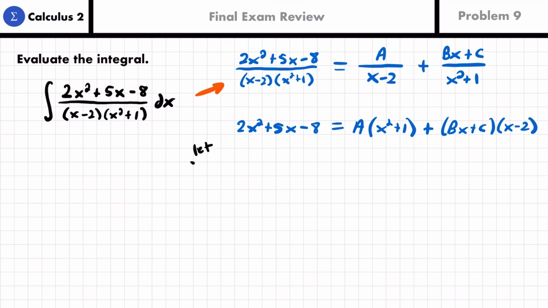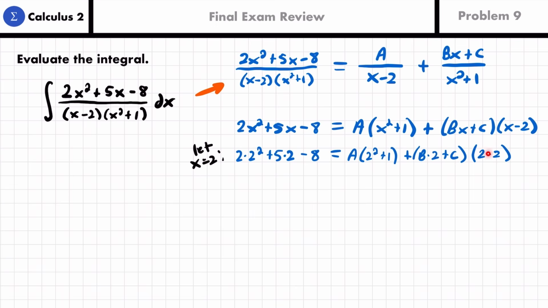Okay, so if I let x equal 2, then we'll have 2 times 2 squared plus 5 times 2 minus 8 is equal to a times 2 squared plus 1 plus b times 2 plus c multiplied by 2 minus 2. Again, that's just equal to 0. So this whole thing becomes 0, and really, we're just working with a times 2 squared plus 1 and this side of the equation. All right, so 2 times 2 is 4, times 2 is 8. So we have 8 plus 5 times 2, which is 10, minus 8, and that's equal to a times 2 squared plus 1, which is 4 plus 1, and that's 5.